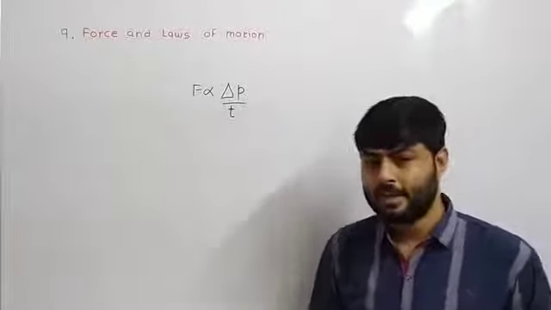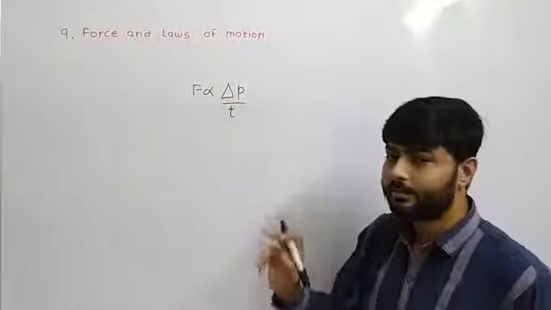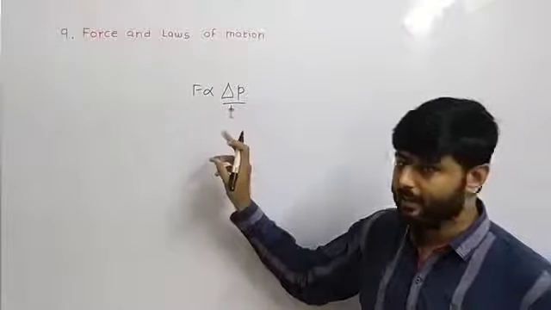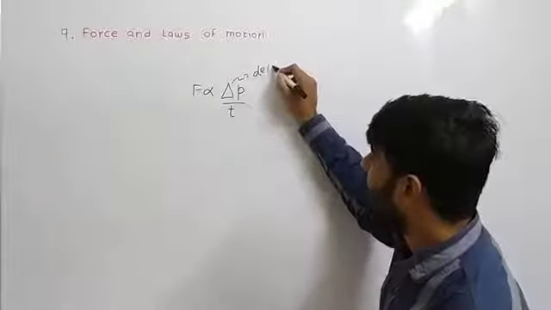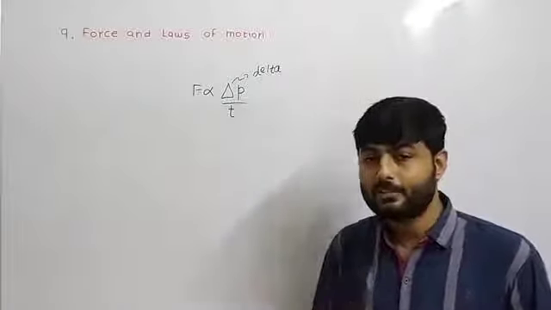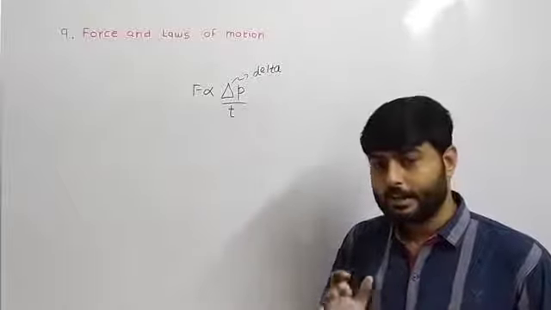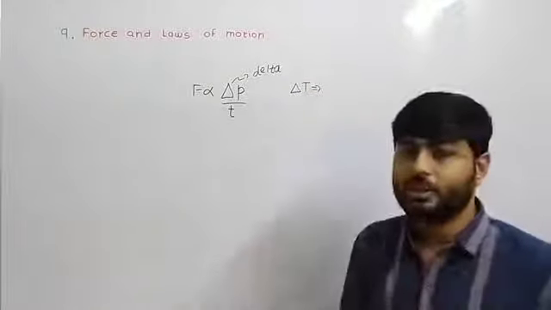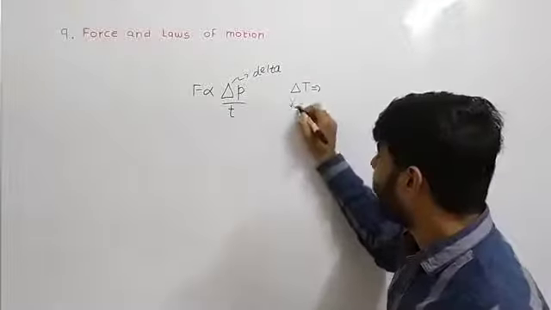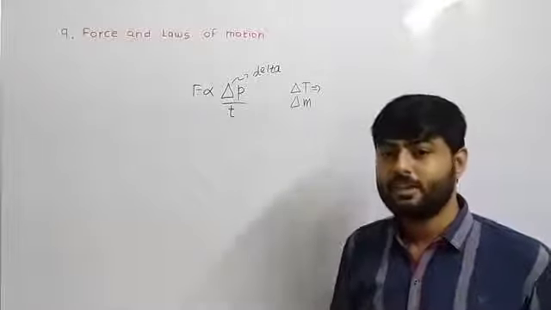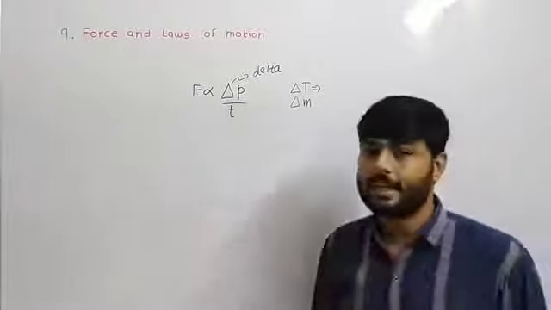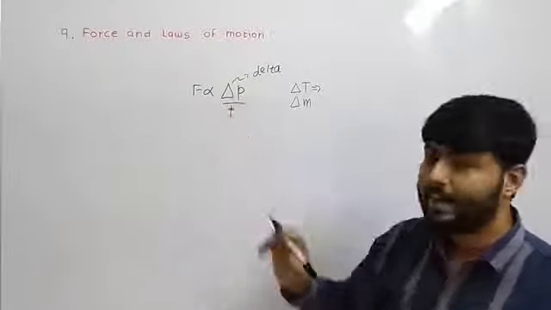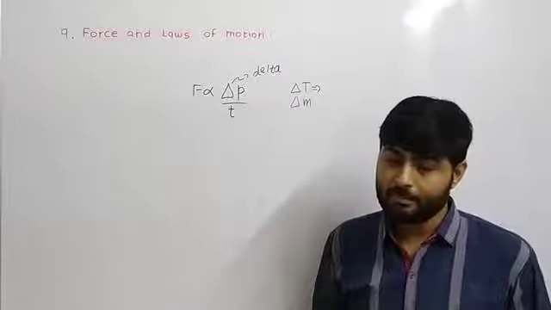Now you may get a question: sir, what is this triangle P? This triangle-like symbol is read as delta. It is the Greek letter delta, and this delta suggests difference in any quantity. Let's say I say delta T, which means change in temperature. If I say delta M, which means change in mass. So here delta P suggests change in momentum. So F is directly proportional to delta P divided by T, that is change in momentum divided by time, that is rate of change of momentum.